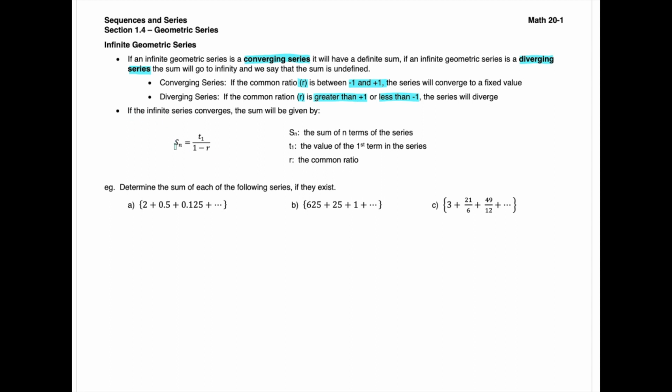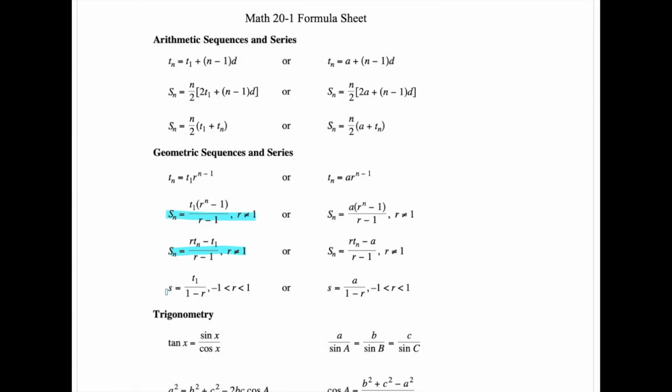So we have this fourth equation under the geometric sequences and series on your formula sheet. That's this equation down here. Now this only applies to infinite series, so please don't try to apply this to finite series. And then you see this range here as well. So r must be greater than -1 and less than 1. So this is giving you the range for which this applies. If your r value is outside this range, again, it's just a diverging series, and so you don't have to calculate anything. You can just say that the sum is undefined.